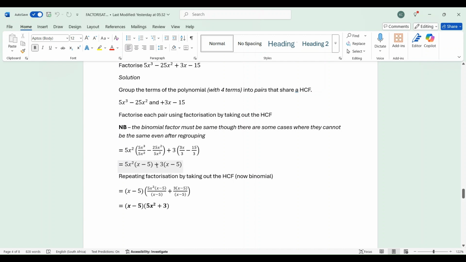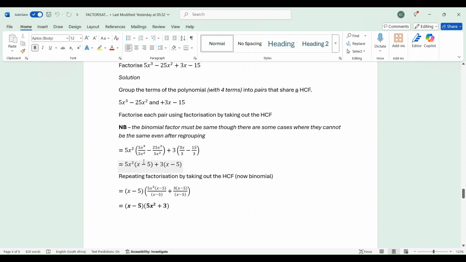Then plus 3. Then simplifying the bracket, 3x divided by 3, the 3 and the 3 will cancel out, we are left with x. Then 15 divided by 3 is 5. So we now have this expression.